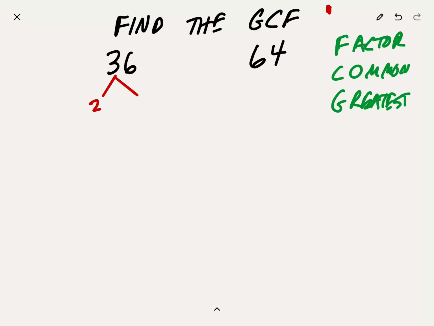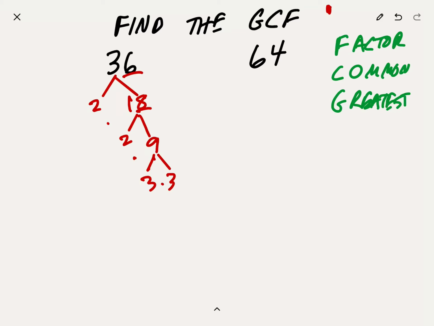And I can divide 36 by 2 because I know the last digit is an even number. So this is going to be 2 and 18. This can also be divided by 2 because it ends in 8. So this is going to be 2 and 9. Now 9 is not divisible by 2, but it is divisible by 3. So I can go 3 and 3. So my factor tree is 2 times 2 times 3 times 3.